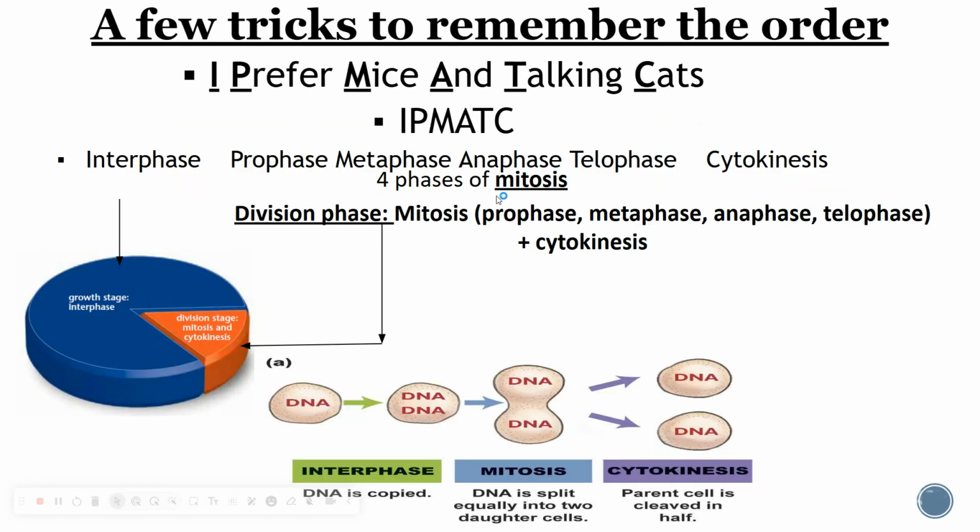And then a few tricks for you to remember the order of things. So you can use IP, MAT, and then C. IP, I is interphase. MAT would be the mitosis part, which is prophase, metaphase, anaphase, telophase, and then C is that cytokinesis part. Some students like to use the I, prefer mice and talking cats. So I is interphase, prefer prophase, mice metaphase, and anaphase, talking telophase, and cats cytokinesis, but IP, MAT. And then remember to add the C there for cytokinesis.